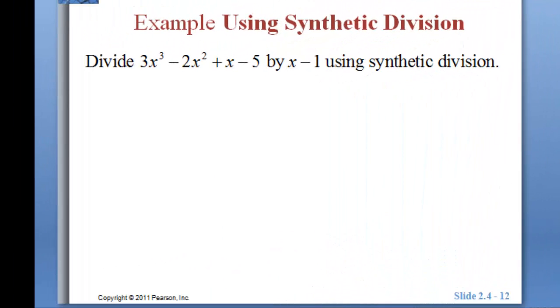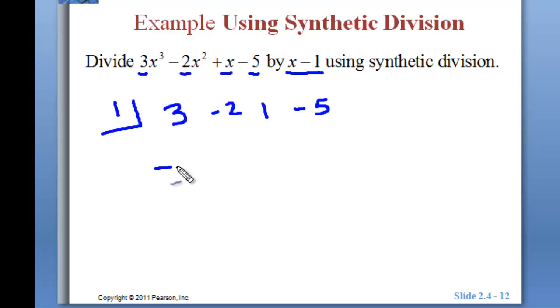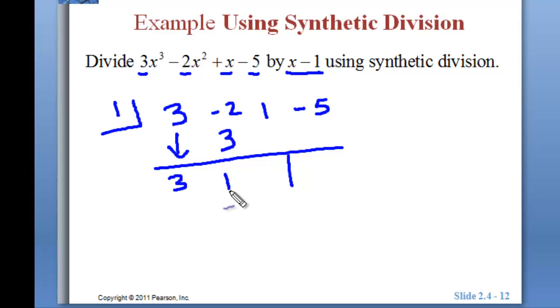Now we're going to look at synthetic division. We put the 1 over here in our little box, and then we just use the coefficients. So we have 3, negative 2, 1, negative 5, and the way I do it is to draw a line here and then another line to give us our remainder in this box. This 3 comes straight down, and then we multiply. 1 times 3 is 3. We add 3 plus a negative 2, and we get 1.